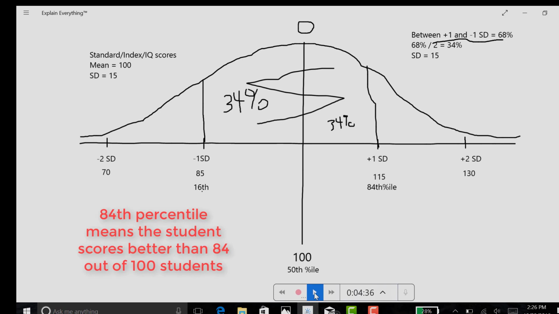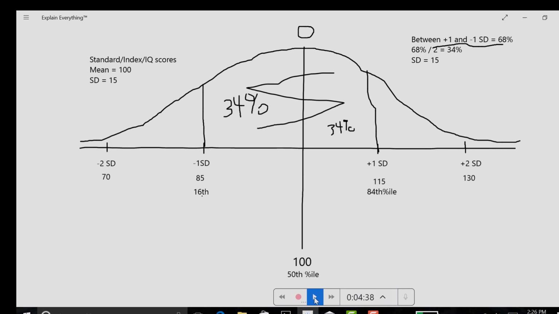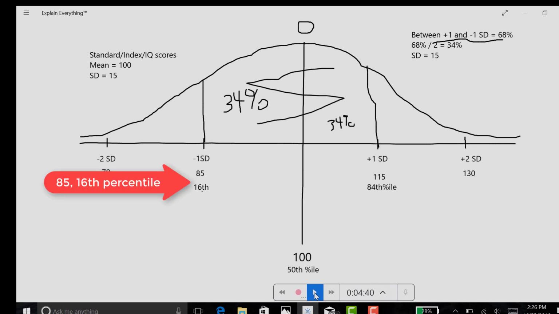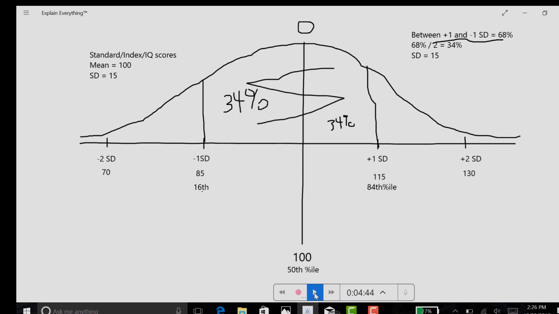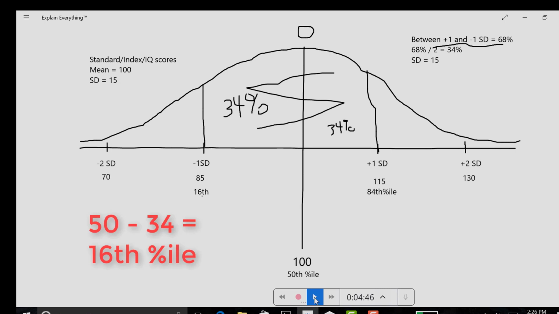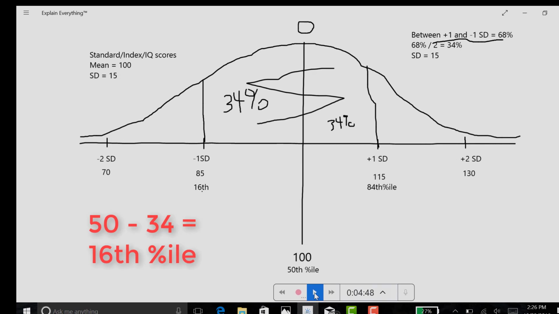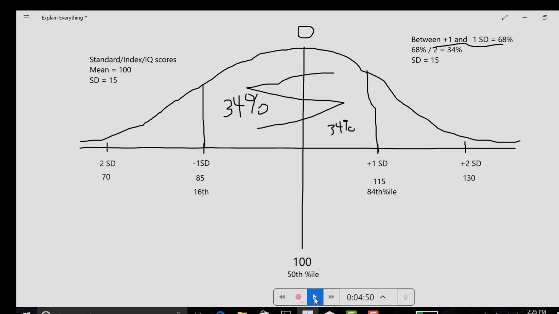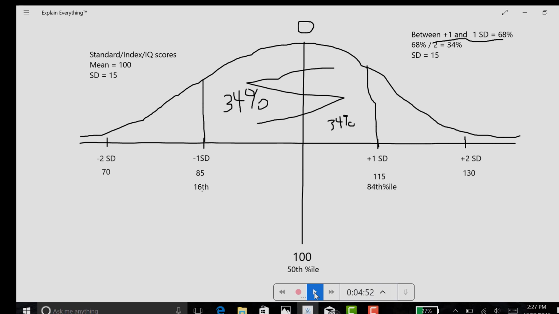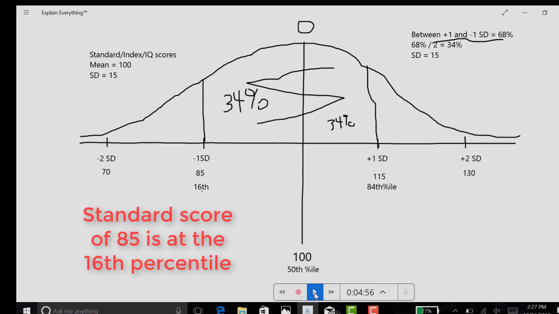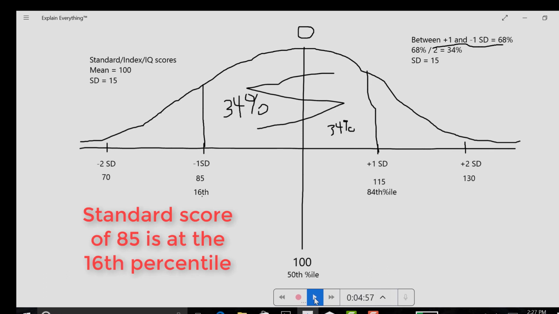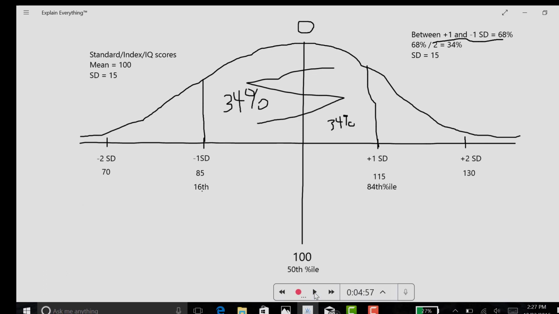If the student scores one standard deviation below the mean, he scores at the 16th percentile. That is 50 minus 34, you get 16. And what that means is the student who scores one standard deviation below the mean, he scores better than 16 out of 100 students, or at the 16th percentile.